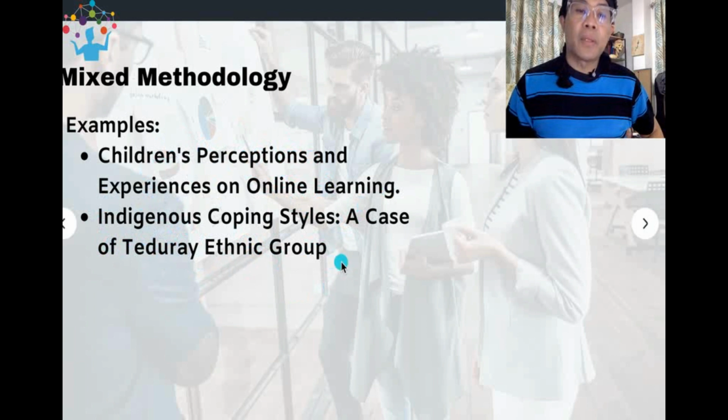And my next example is the merging of different qualitative methodologies. For example, indigenous coping styles, the case of the Durai ethnic group. So you have here an ethnographic study and, at the same time, a case study.